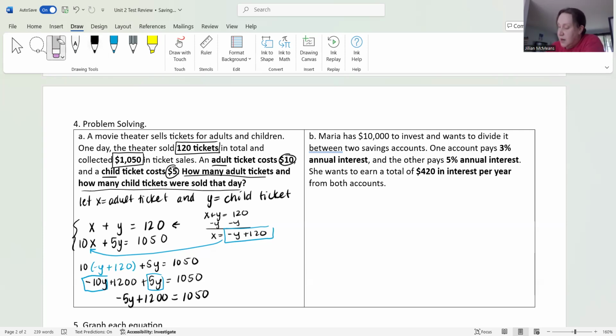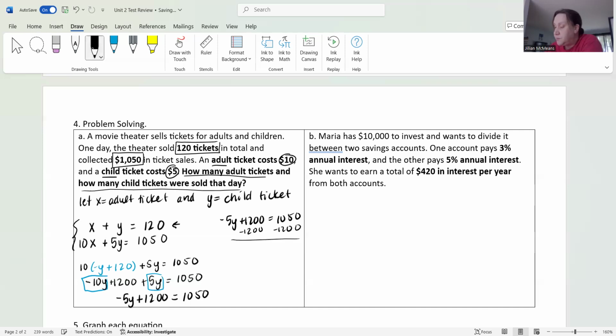Let me erase a little bit of side work so I have more room, because I'm just about out of room down here and I don't want it to get too scrunched. So what we have now is negative 5y plus 1200 is 1050. To get my negative 5y alone, I want to subtract 1200 from both sides. Well, 1200 minus 1200 is 0, so that leaves me with negative 5y equals, and then 1050 minus 1200 is negative 150.